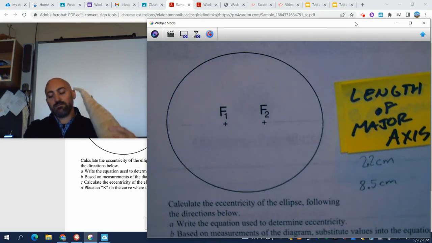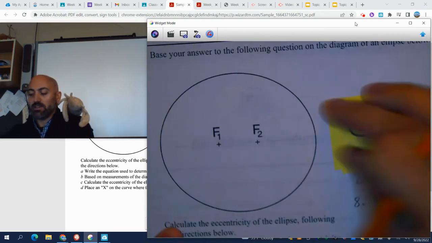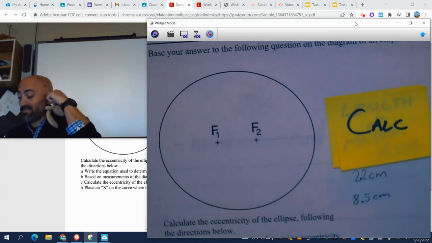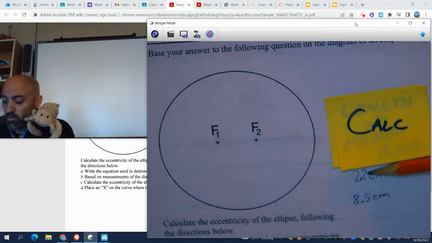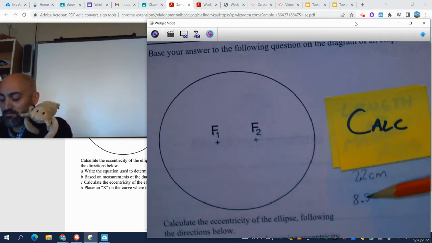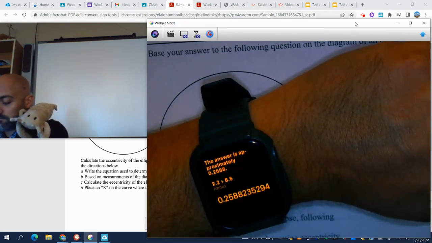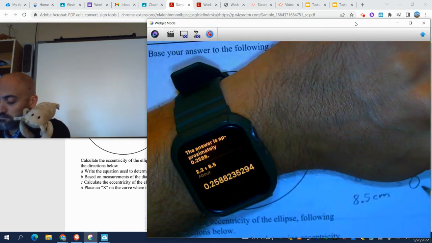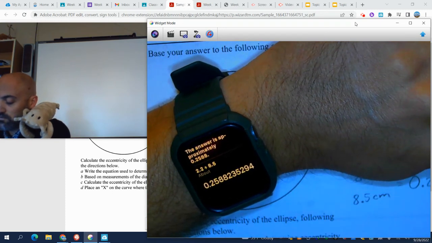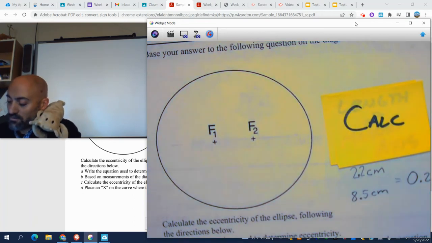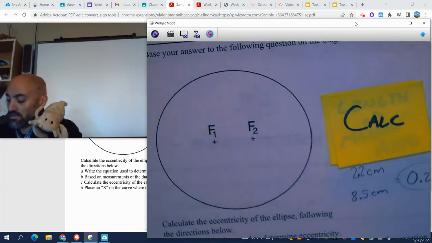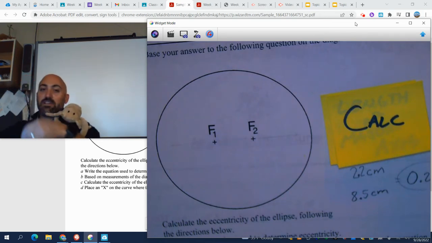Okay. Next, what do we do? We calculate. So you have to divide the two. You can put it into your calculator. Me, I use Siri. Hey Siri, what is 2.2 divided by 8.5? The answer is approximately 0.2588. 259. Thank you, Siri. So that would be my answer for eccentricity. You have to round to the nearest thousandth for that. And you have to round up or down based off of that last digit. So there's always going to be 3 digits there.